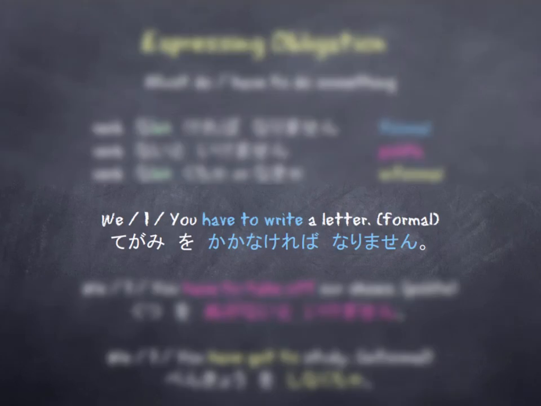So I have an example here for each. We can see here that the first example in blue is the most formal option. So we, I, or you have to write a letter. Tegami wo kakanakereba narimasen. So you can see here we have the verb in its negative state, kakanai, but we've crossed out the i and we've attached kereba narimasen.